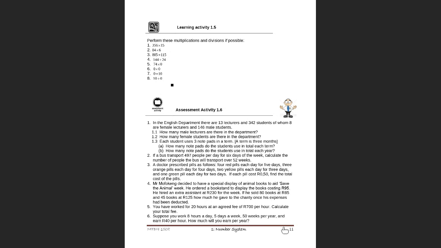Now, the next one says that you have worked for 20 hours at an agreed fee of 700 rand per hour. Calculate the total fee.